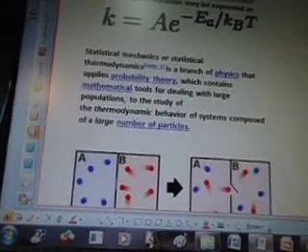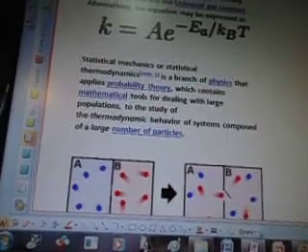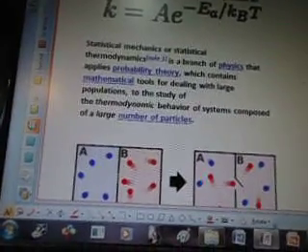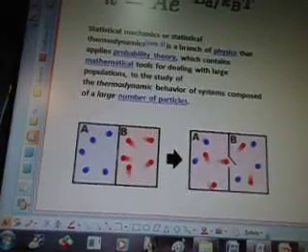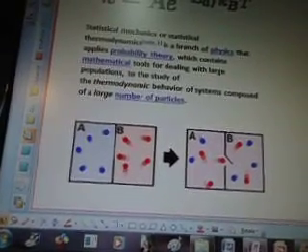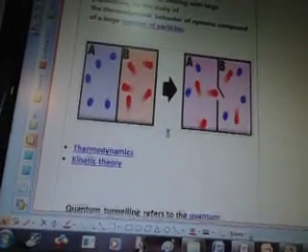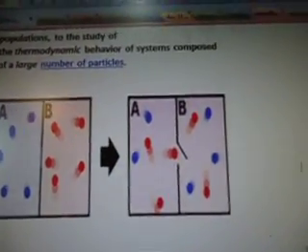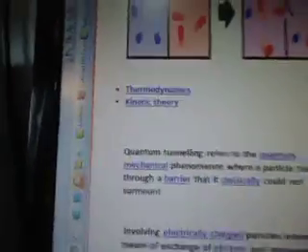Statistical mechanics, or statistical thermodynamics, is a branch of physics that applies probability theory. So here we have another theory coming up, which contains mathematical tools for dealing with large populations, to the study of the thermodynamic behavior of systems composed of a large number of particles. So when you're dealing with the 24 neutrinos, you're probably going to want to look at these equations and use them, because we're going to make 24 neutrinos by splitting them into 4 quarks. That's the goal anyways. So thermodynamics and kinetic theory.